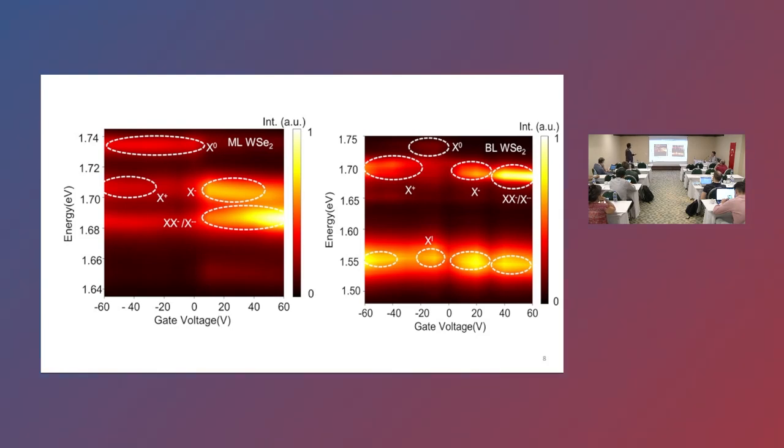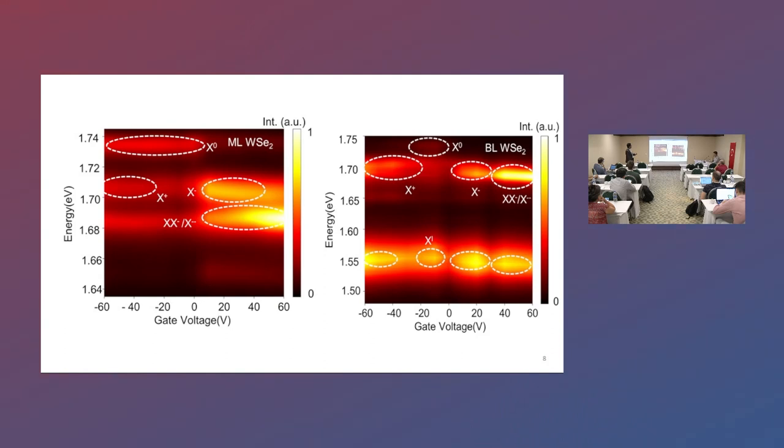In between, we have the trion on the negative side and the positive trion on the positive side. So at higher doping density, this trion is basically combined with the exciton to form the charged biexciton. So that's why at large density its intensity is basically reduced, and the overall oscillator strength of the charged biexciton is basically increased, okay? This is for the monolayer.